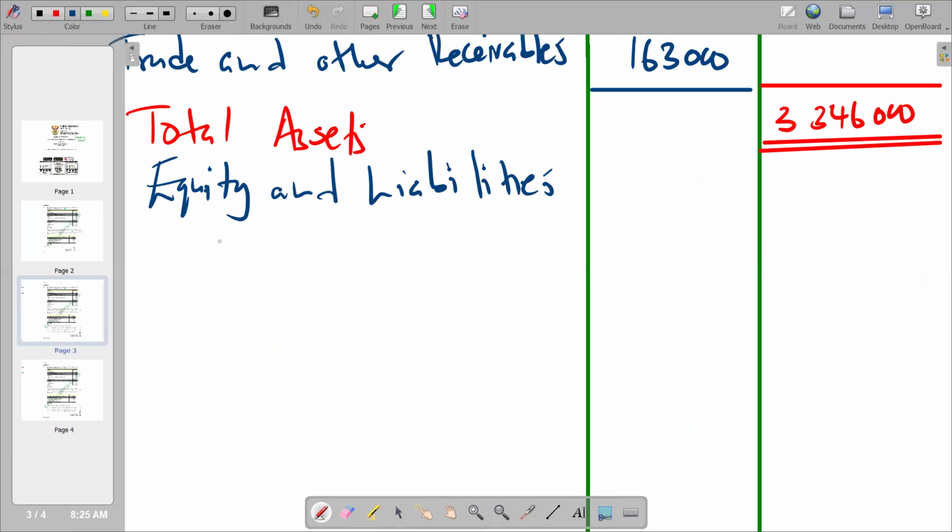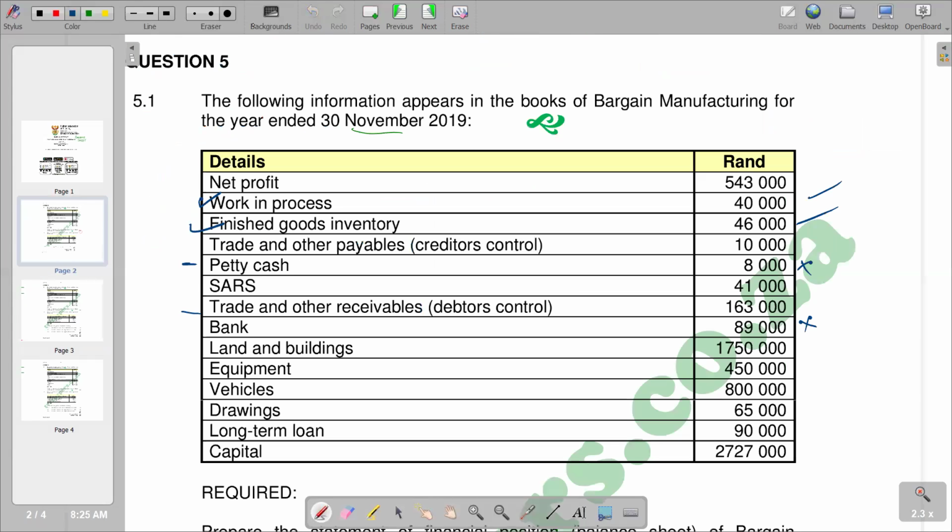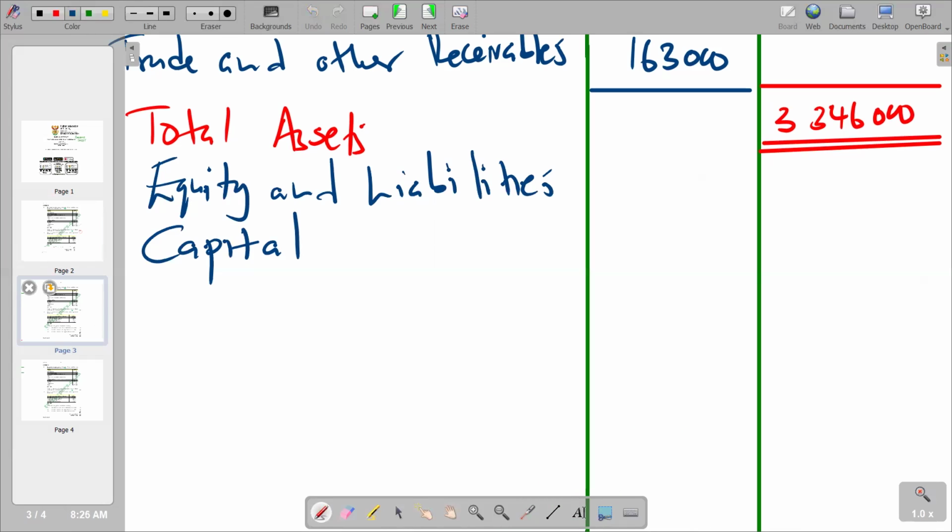Whereby under equity and liabilities, in this case, we are going to start with the figure for capital. As given in the question, remember this is a sole trader or sole proprietor. So we are going to have capital as part of equity. But we see that we are given the capital figure as 2,727,000. But this figure that we are given represents opening capital. So we want the closing capital. That's the figure that we are going to put there as capital.